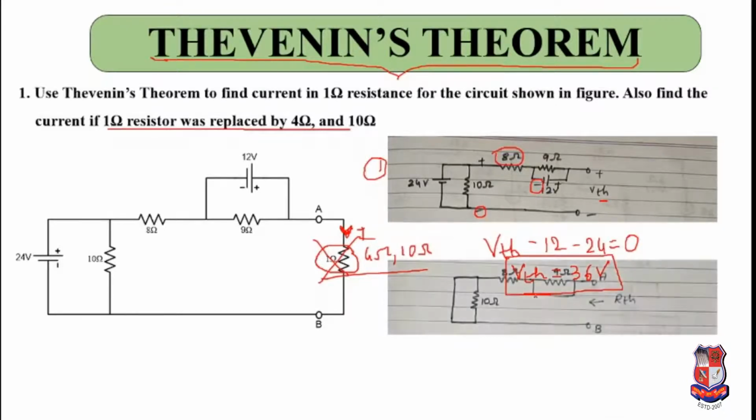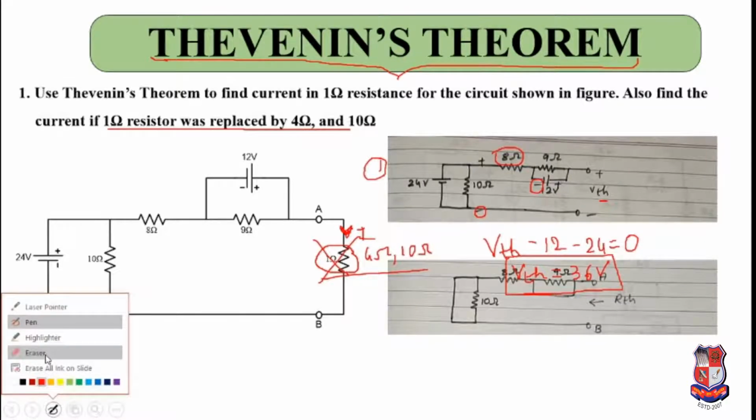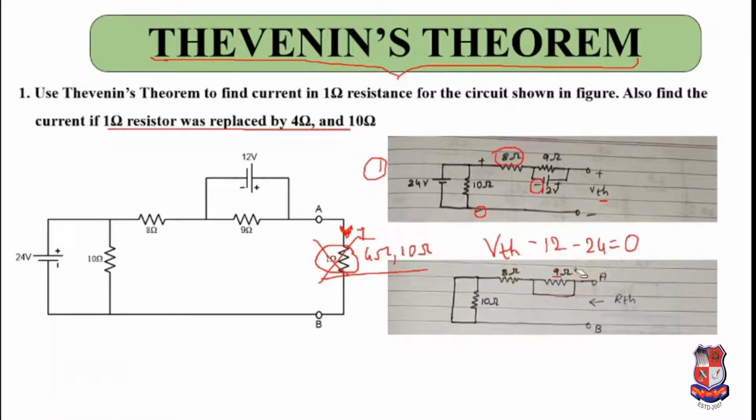So this gives us VTH, that will be 36 volts. I think this much is understood, how we found the VTH. Next is to find RTH. So let me write this answer over here. We know that VTH has come out to be 36 volts. Now to find RTH, what is the step? This is the third step, and this was your second step.